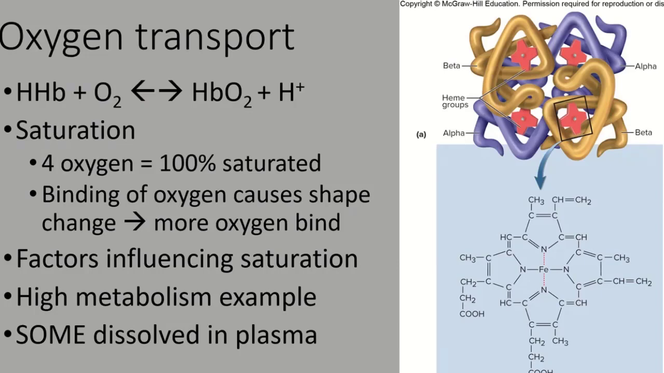So now let's look at oxygen transport, how oxygen is carried around the body. Well, most oxygen in the blood is bound to hemoglobin. Now, some oxygen is dissolved in the plasma. Gases will dissolve in water. So some oxygen is dissolved in the plasma. But most oxygen binds to hemoglobin, specifically that heme group.